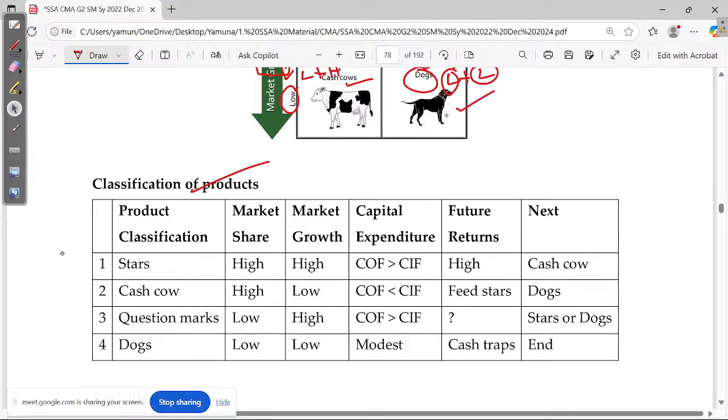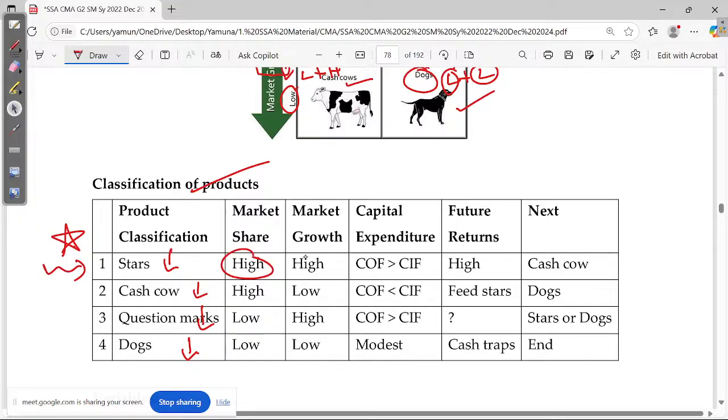The classification of product step is a very, very important part. I'm going to discuss all of these in the forthcoming pages. Please try to understand the step and put it in your own words. The product classification can be star, cash cow, question marks, dog. Let me start with star.